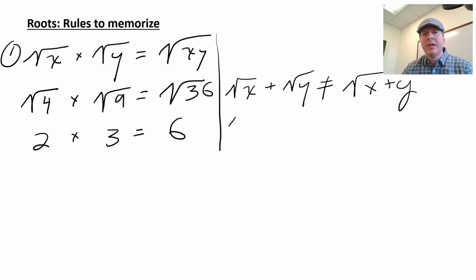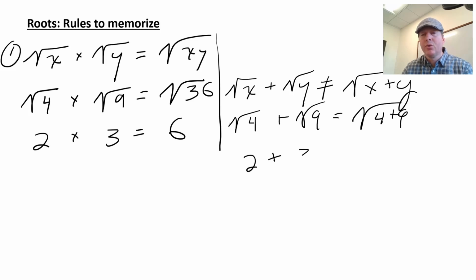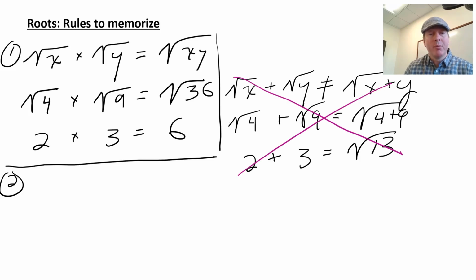So, for example, is the square root of 4 plus the square root of 9 equal to the square root of 4 plus 9? Is 2 plus 3 equal to the square root of 13? No, they are not the same. A second rule to memorize.